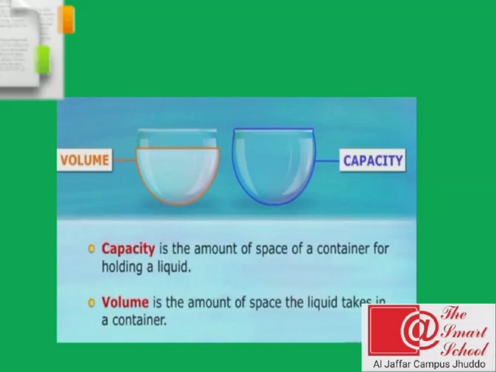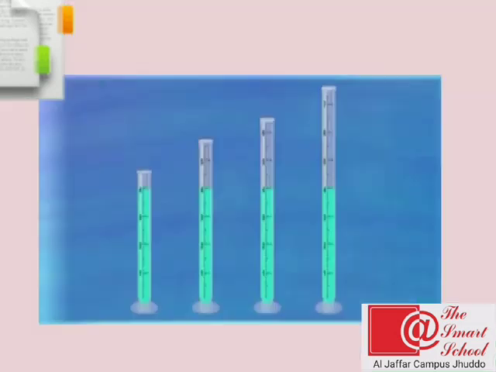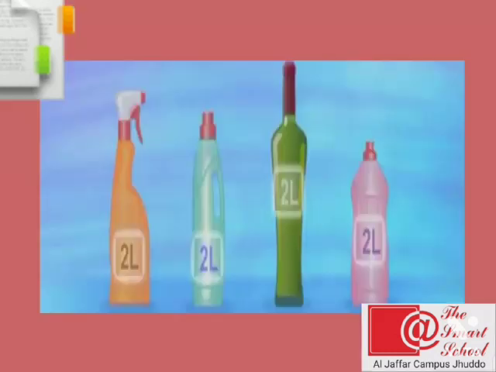Now look at these cylinders. They are holding an equal amount of liquid, 4 ml each. The following cylinders all have different capacities, but the amount of liquid inside all the cylinders is the same. This amount is called volume. Volume represents the amount of a liquid, how much space the liquid takes up in the container.